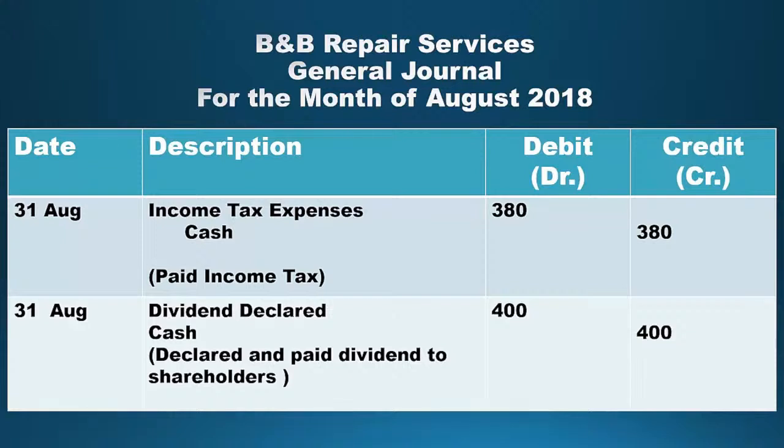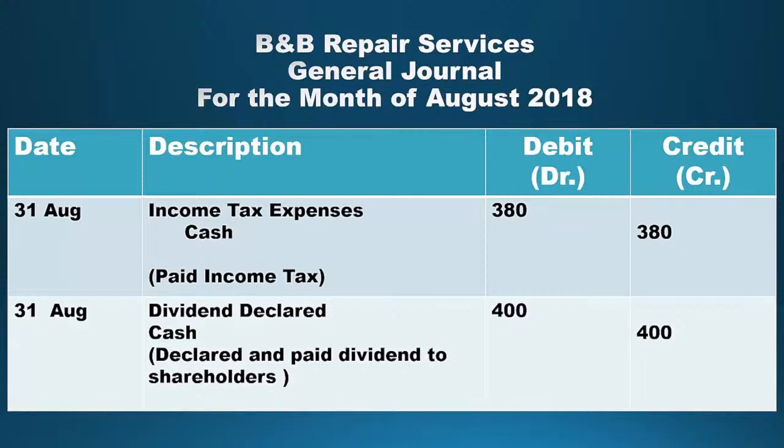Declaring and paying dividends. Step 1. What happened? The company declared and paid $400 in dividends to its shareholders. Dividends are a distribution of profits, not an expense, so they reduce retained earnings.